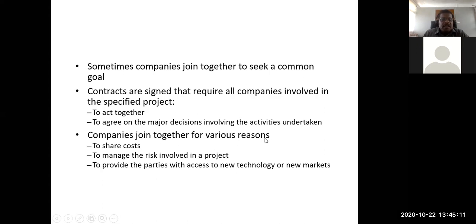Companies join together for various reasons. Here, to share cost: if the cost is very high, they may link to share it. They may also join to manage the risk involved in the project. If there is a high risk, people join together to manage the risk. Or to provide parties access to new technology or new markets. If you don't have access to a market, you may join with a new market access distributor.